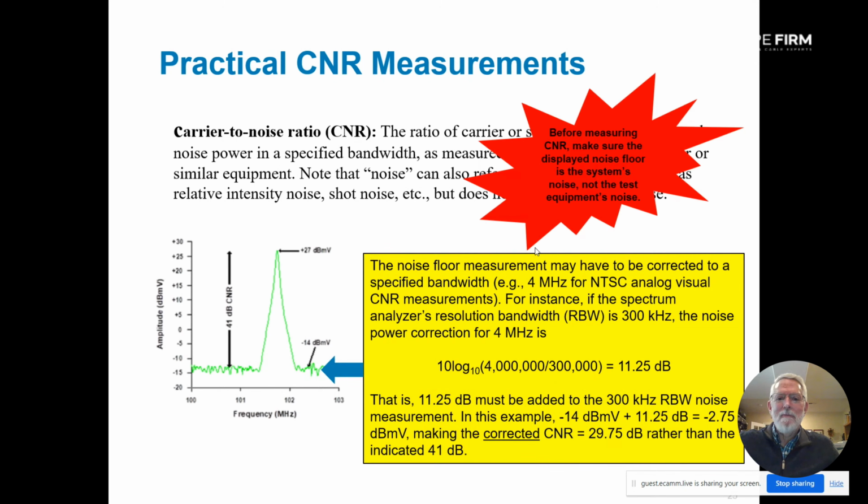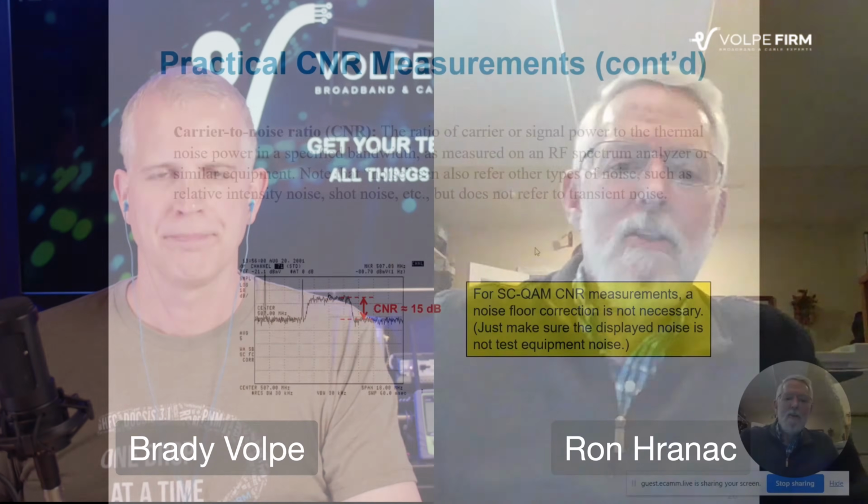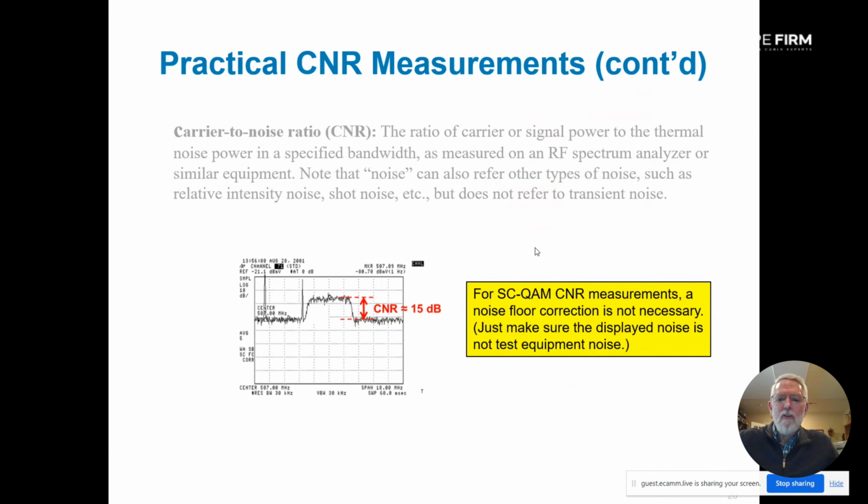Now, on the test equipment, there are some things you can do to reduce the test equipment noise floor, Ron, correct? Oh, there is. Sometimes you can use a built-in preamplifier. You can change the resolution bandwidth setting, but the important point is you want at least a 10 dB drop. I like more. The more the merrier, but if you don't get a sufficient drop or that noise floor doesn't budge, find a hotter test point or use a preamp. Yep. So for SCQAM carrier to noise ratio measurements, as mentioned earlier, you don't have to correct for the noise floor like you do with analog TV channels. Just make sure that the test equipment is displaying the system noise floor, not the test equipment noise.